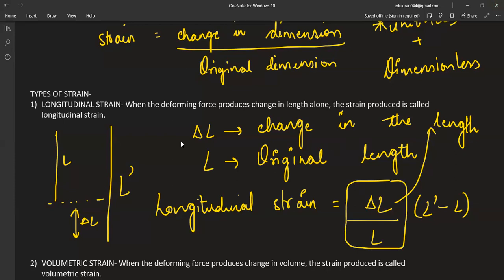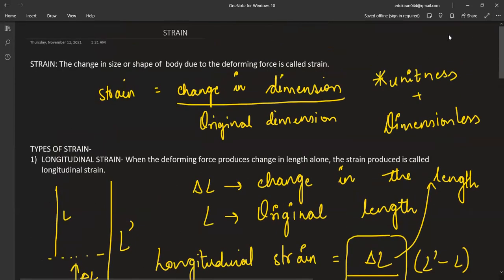So why longitudinal strain? When the change in length is there, again the same thing, longitudinal stress, longitudinal strain. Change in length produces longitudinal stress and longitudinal strain. So when the deforming force produces change in length alone, only length is changing, the strain produced is called longitudinal strain. Strain produced means the change that has occurred. Stress is the pressure that is being exerted because of the deforming force, and strain is the change that results because of the deforming force. Write this down.